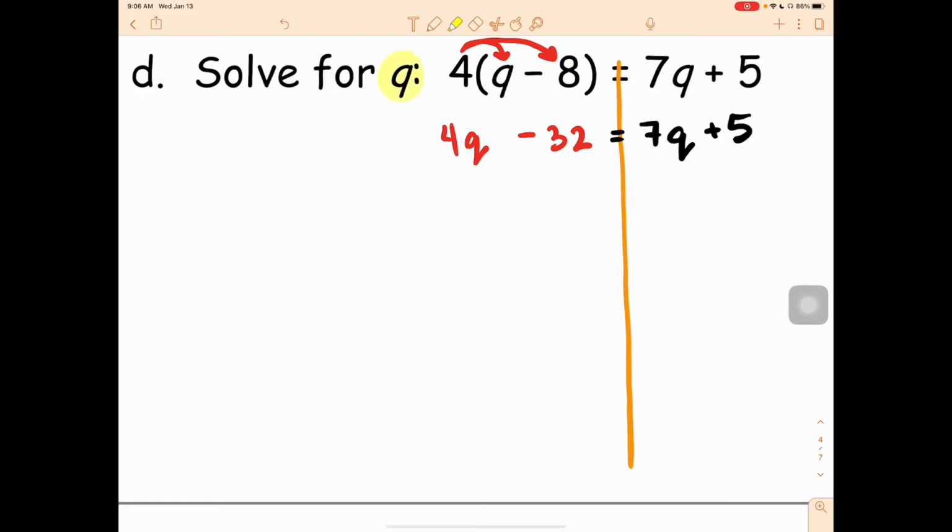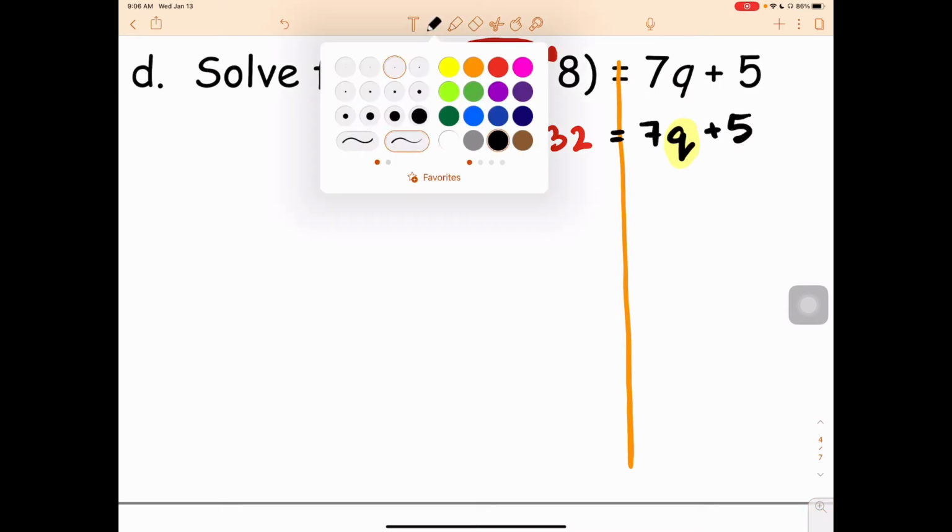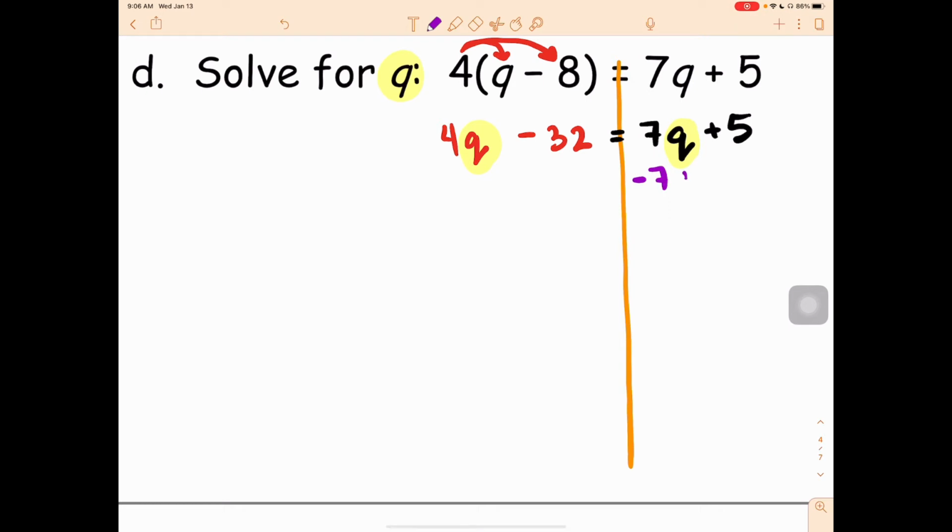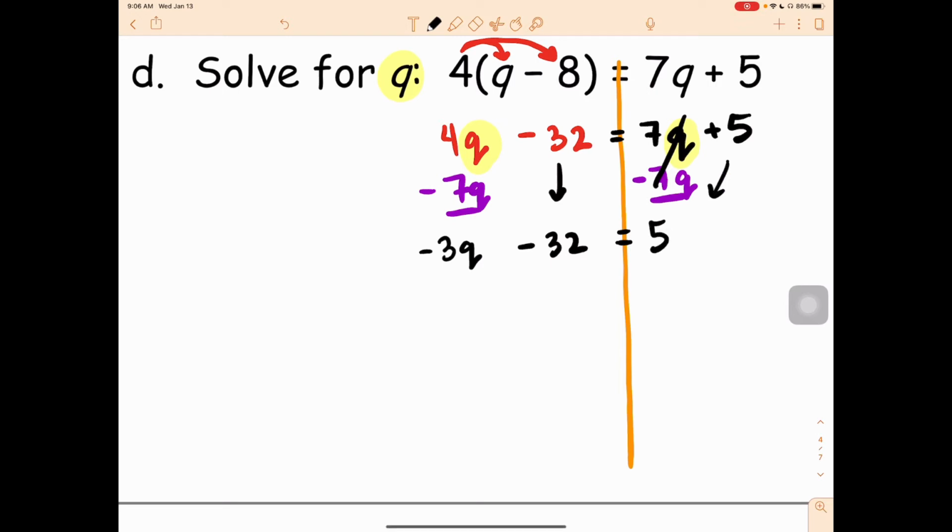So I see here that I have my variable I'm solving for on both sides of my equation. So I need to move it over to one side. It does not matter what side you move it over as long as you continue doing all of the legal moves you need. So I'm just going to go ahead and move it over to the right-hand side. So I'm going to subtract 7q from both sides. Okay, so 4q minus 7q is negative 3q. Bring down the negative 32. Those two subtract out to 0. And all that's left on the right-hand side is a positive 5.